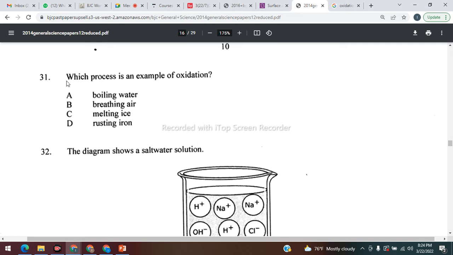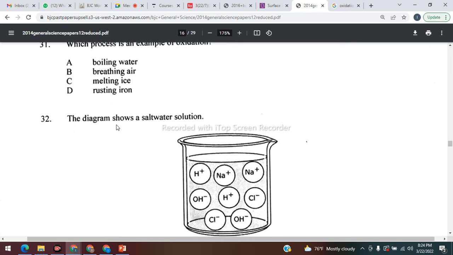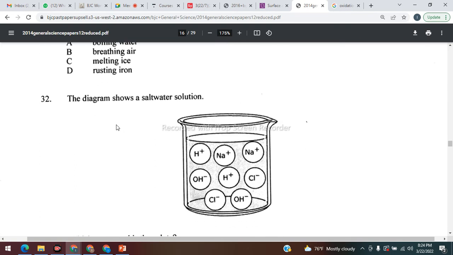All right, so 31 is rusting iron. That's oxidation. Number 32, the diagram shows a salt water.